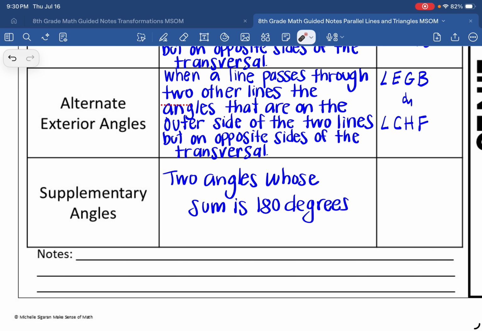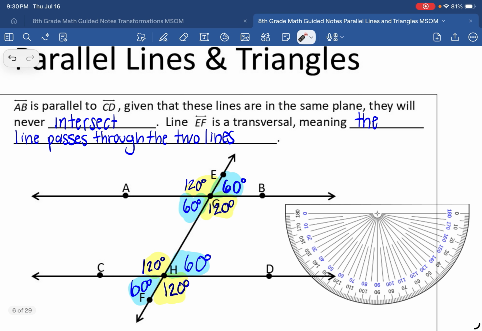Supplementary angles are two angles whose sum is 180 degrees. We can see that it's 180 degrees on a diagram if it forms a line. For example, this angle and this angle form this line right here, and there's lots of them that form 180 degrees, but we will say angles EGB and angle BGH.